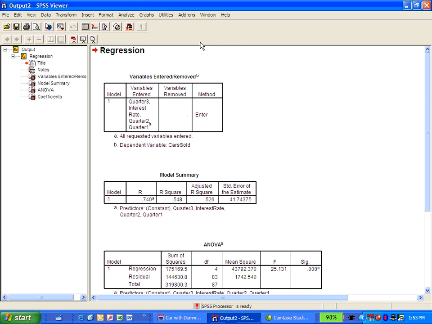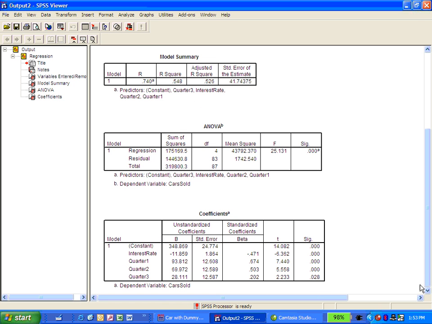Now, here's my regression model, and the model explains 52.6% of the variance. Down in my regression table, I see the model is significant at 0.000, and my coefficients. Now, analyzing this takes a little bit of practice, and it's one of the things I'm going to ask you to do on the test. Basically, there's my beta sub 0 term, my constant.